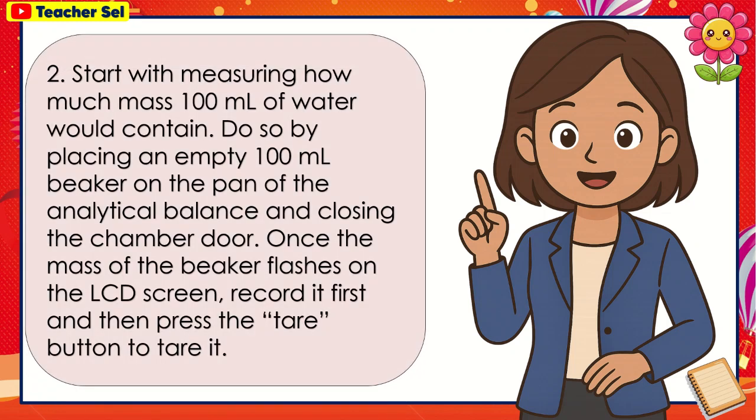Start with measuring how much mass 100 ml of water would contain. Do so by placing an empty 100 ml beaker on the pan of the analytical balance and closing the chamber door. Once the mass of the beaker flashes on the LCD screen, record it first and then press the tare button to tare it.